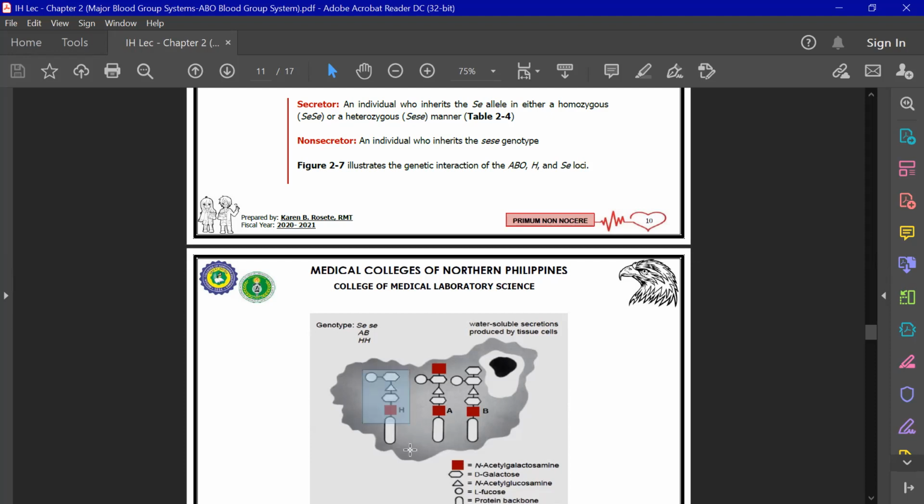And this particular enzyme will now add the N-acetylgalactosamine sugar into the H-soluble structure. Kaya ito, guys, ito yung ating H-soluble structure. And in the formation of your A antigen, ngayon, may na-add na sugar, which is your N-acetylgalactosamine. So the addition of your N-acetylgalactosamine in your H-soluble structure will now form your A-soluble antigen or your A substance. Naintindihan?